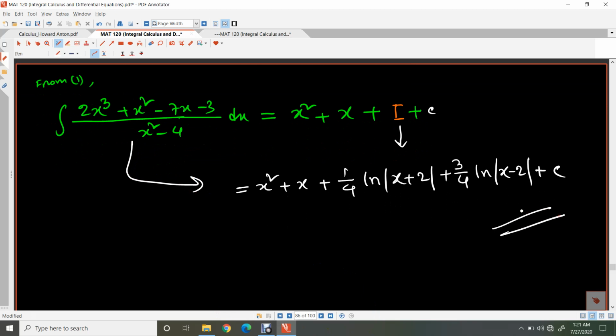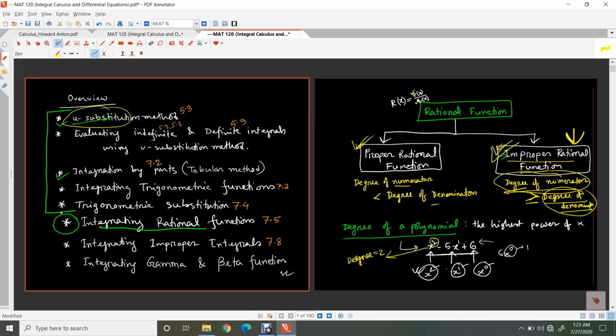I hope you have understood the concept. So in my next video we will focus on how to integrate improper integrals, not improper rational functions. How to integrate improper integrals, those are different things. Okay, so we have completed up to this part for now.